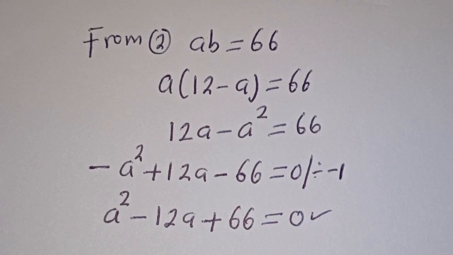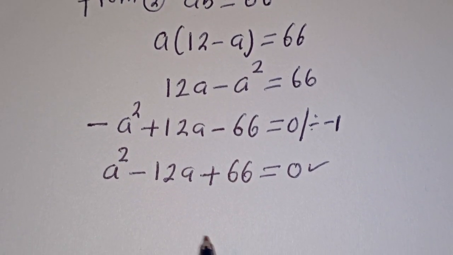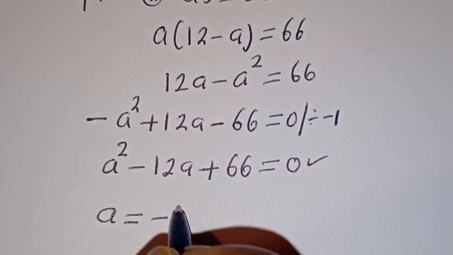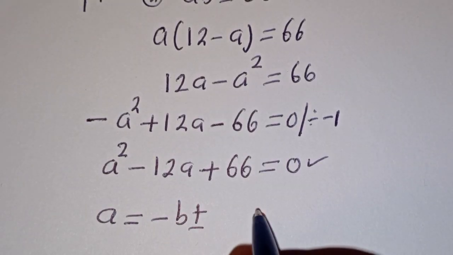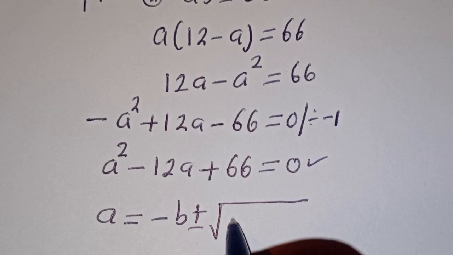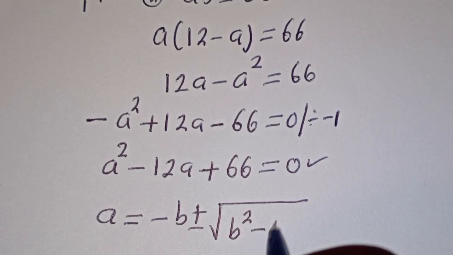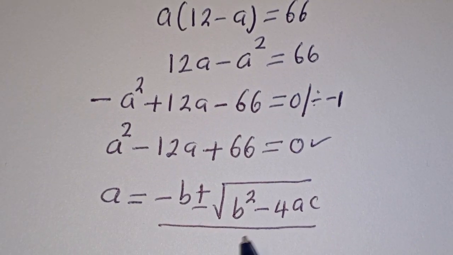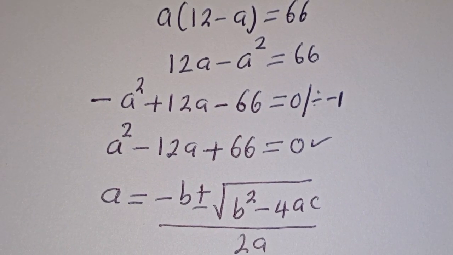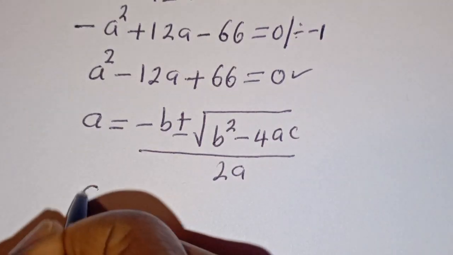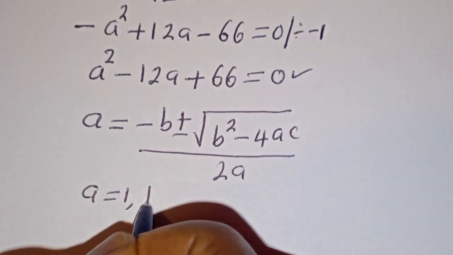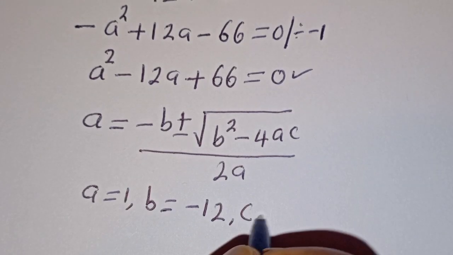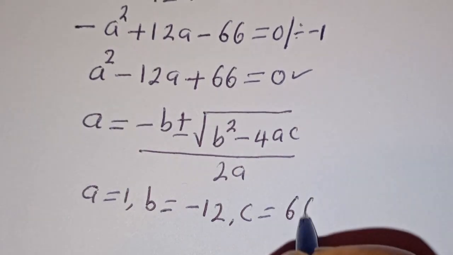This is a quadratic equation which can be solved using the quadratic general formula. Our quadratic general formula is given as a is equal to minus b plus or minus square root of b square minus 4ac, divided by 2a, where a is equal to 1, b is equal to minus 12, and c is equal to 66.